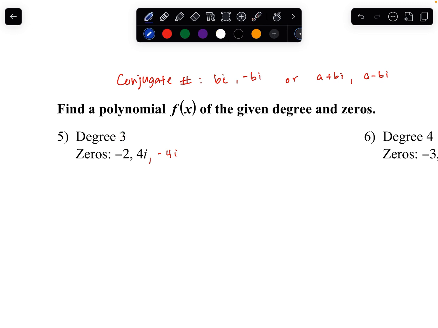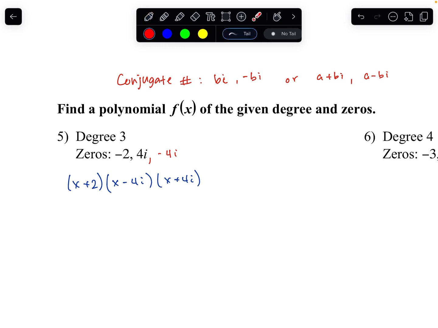Now that I know the zeros, I need to write them as factors. If -2 is my 0, then the factor is x plus 2. If the 0 is 4i, then x minus 4i is the factor. If -4i is the 0, x plus 4i is the factor. And these are the 3 factors I'm going to multiply.